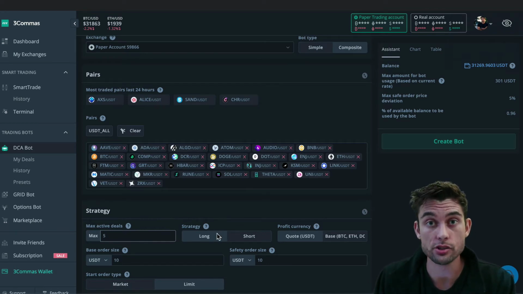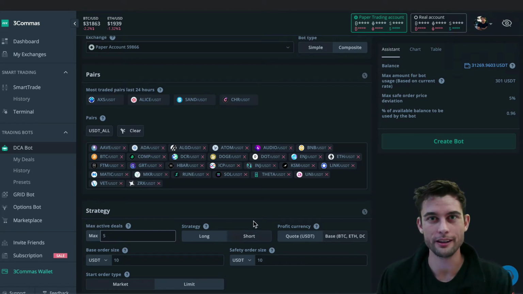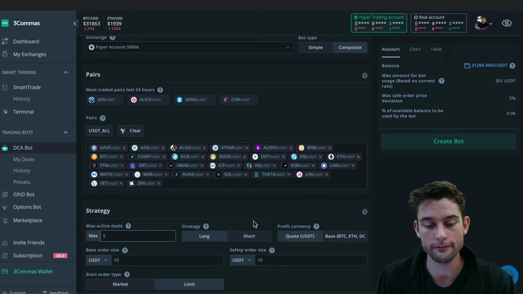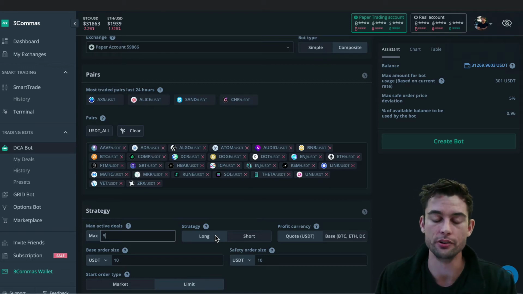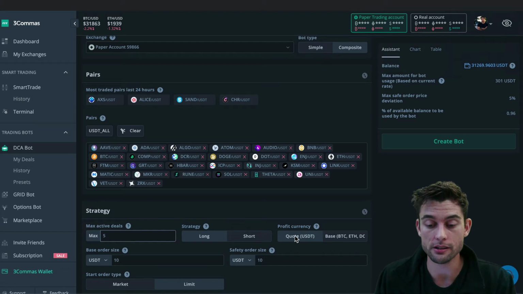Next to that is the strategy, and of course we're going long. The short bots will be covered in another video because they're more advanced, but long is simply buying low and selling when the price moves higher, so you make a profit. Also, there's the profit currency. We are sticking with the quote currency, which is USDT.